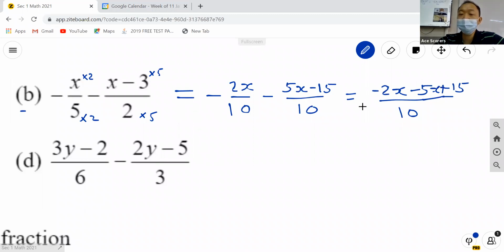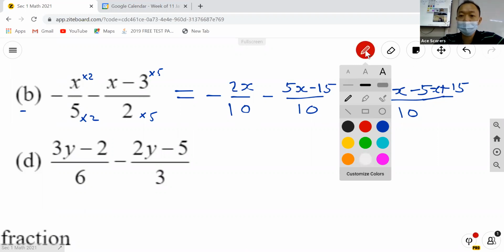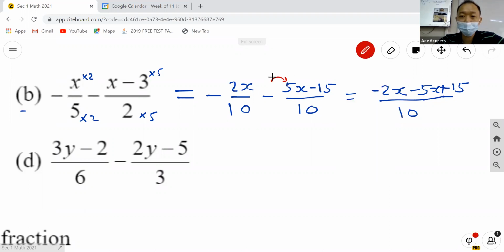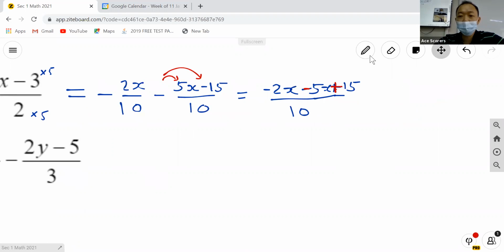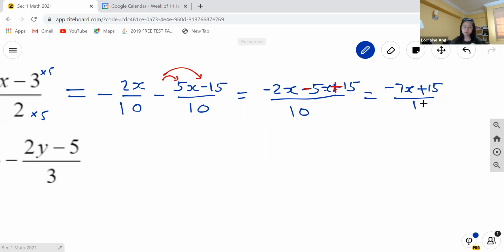Okay, so the numerator, once you combine the two fractions, you get minus 2x minus 5x plus 15. Now, why is it plus 15? Because the minus sign rainbows in here, so we get a plus. This changes to a plus, and here is a minus 5. So evaluating this, we get minus 2x minus 5x, which becomes minus 7x plus 15, then over 10. That's all.